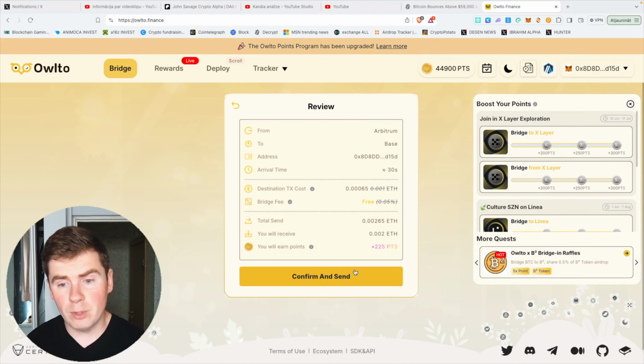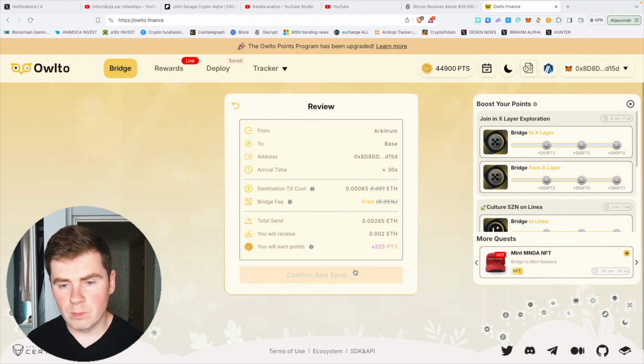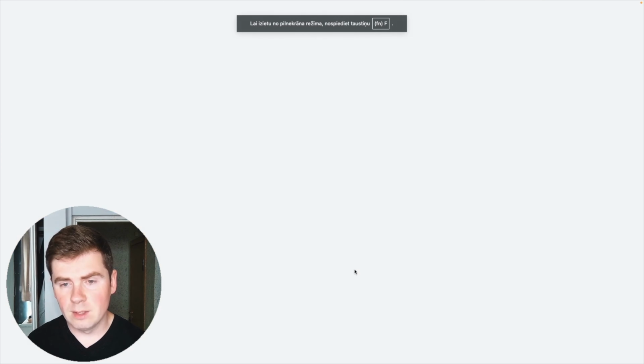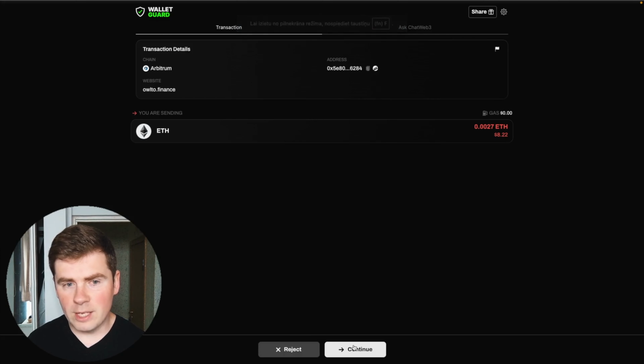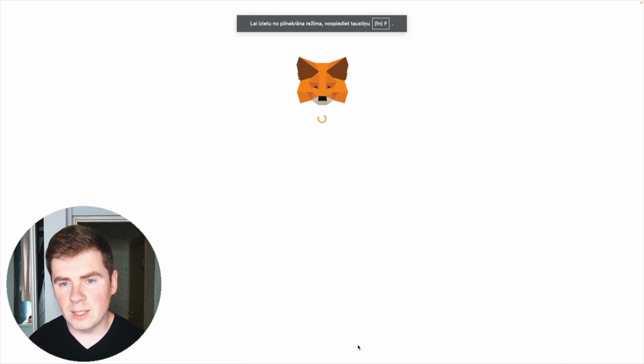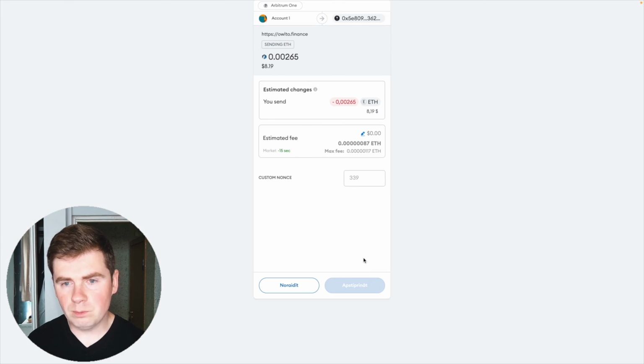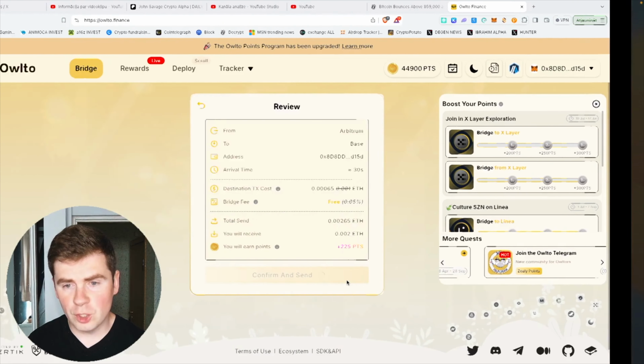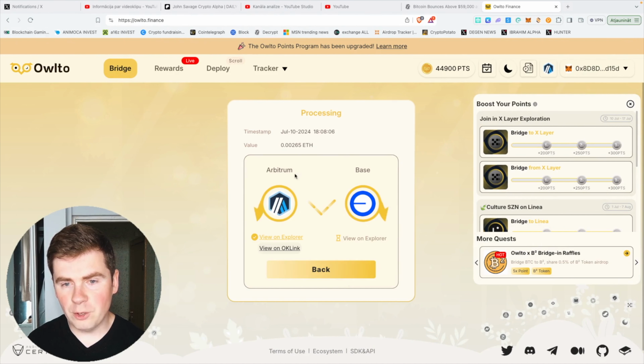So you can bridge and collect points for the upcoming Avulto airdrop. I just press confirm and send. I accept the transaction. I have to sign in my MetaMask as well. Here you can see the fee is $0, so the bridging is really, really cheap. And here you can see the transaction is processing. It will send in 20 to 30 seconds.